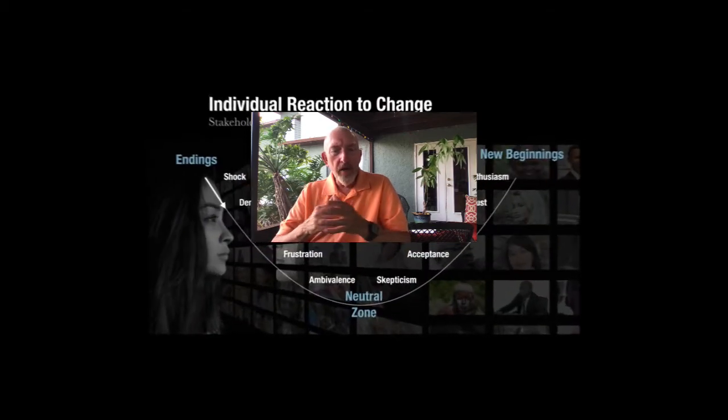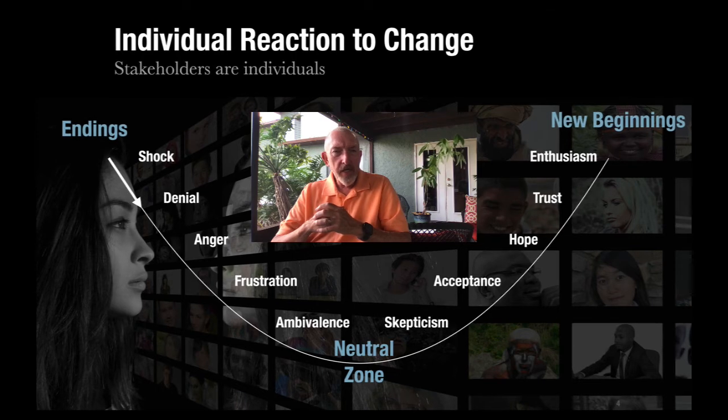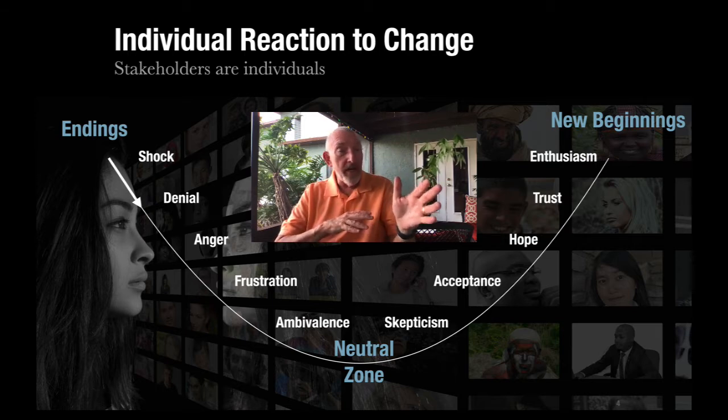Well, change is important because it occurs both at a personal level and it occurs at an organizational level. What I'm sharing with you right here is called the Bridges change model, and in particular, this is an overlay of the grief model. So when somebody goes through grief, they deal with shock, denial, anger, frustration, and ambivalence. In other words, when something ends, when something goes away or changes, individuals go through all these emotions.